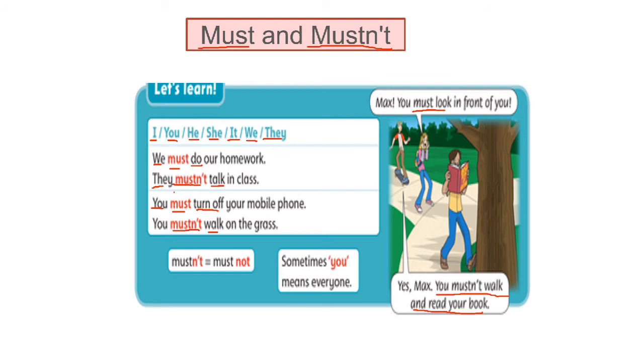Okay, and here there is a note that mustn't is the short form of must and not. It's like doesn't. Remember, doesn't is the short form of does and not. So mustn't, it is must and not, the short form of these words. Okay, and then here, sometimes you, it means everyone. Listen to the sentence itself. Okay, so for detail, I will explain in the next slide.